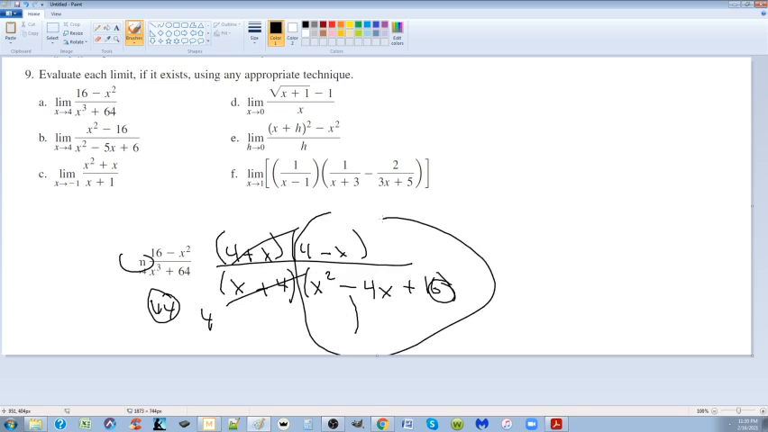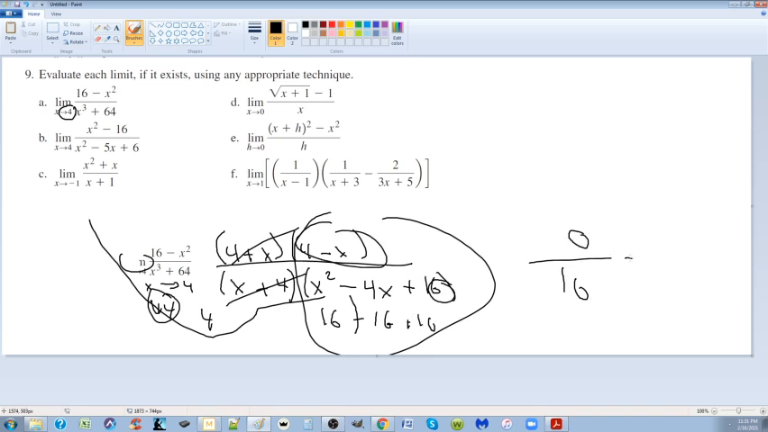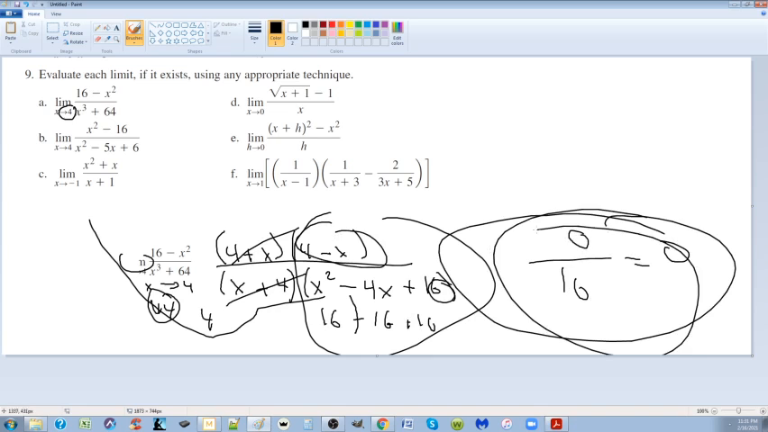And when you're left with this, when you make x approach 4, it works out fine. Because this becomes 16 minus 16 plus 16, so it becomes 16 down here. And up top, it becomes 4 minus 4, which is 0. So it's really approaching 0. But it's solvable now. Okay, so that's that one.